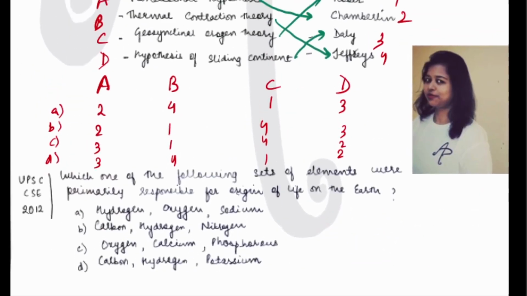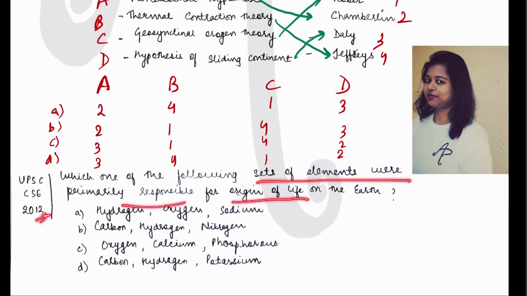Similarly, let's see this. Which one of the following sets of elements was primarily responsible for the origin of life on the earth? This was 2012. Hydrogen, oxygen, sodium; carbon, hydrogen, nitrogen; oxygen, calcium, phosphorus; carbon, hydrogen, potassium. So I hope you have paused the video and tried for it.